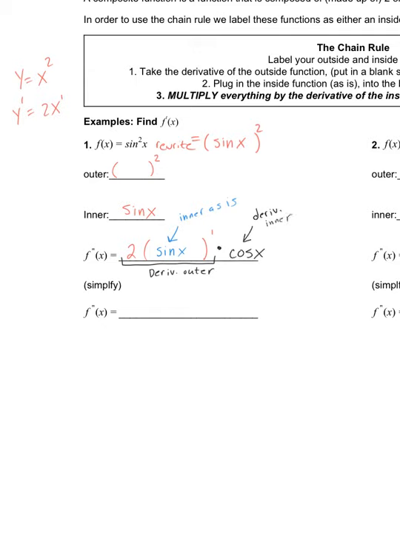So there you have it. The derivative of the outer, 2 times something to the first. The inner as is, plugged in, the sine of x, and the derivative of the inner. Now when we simplify that, we just write it as simply as we can. 2 sine of x times the cosine of x. And there you have it.